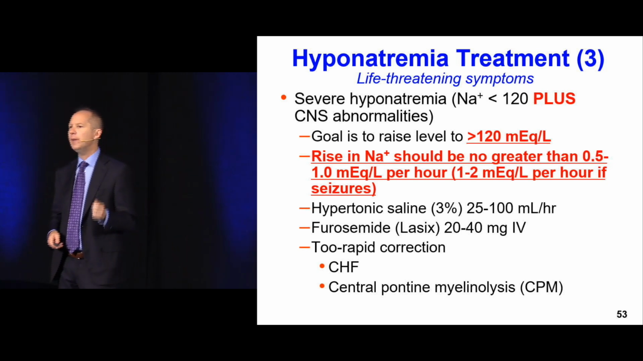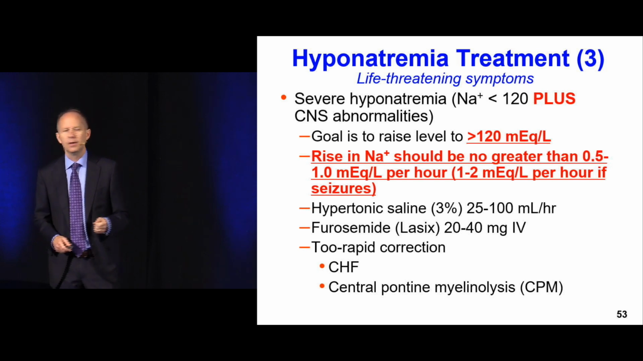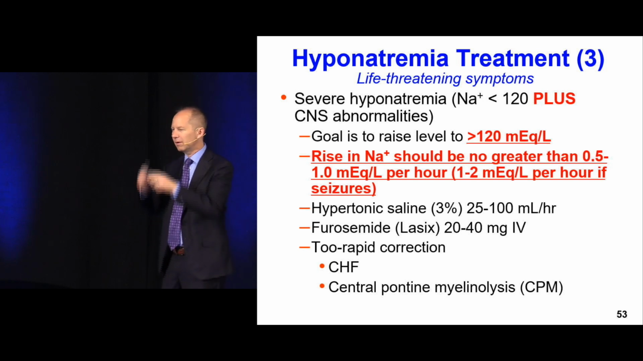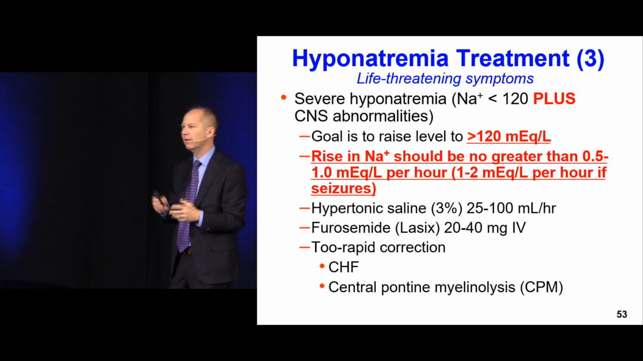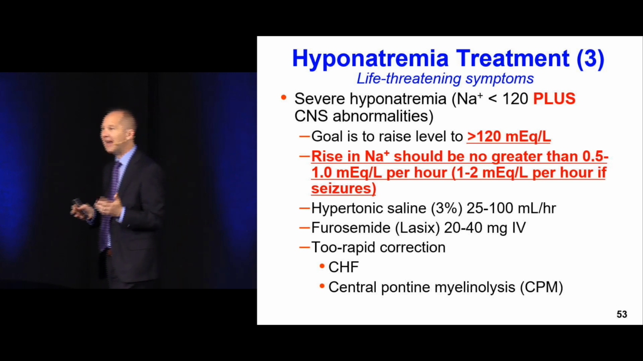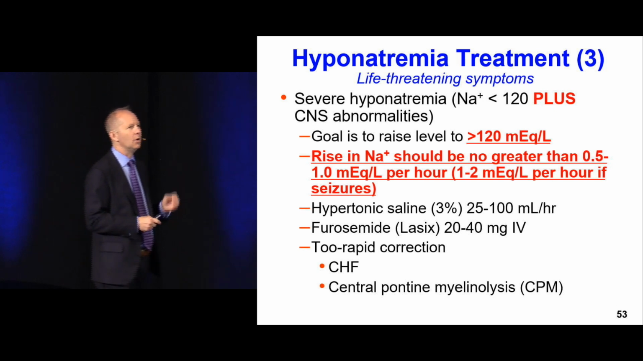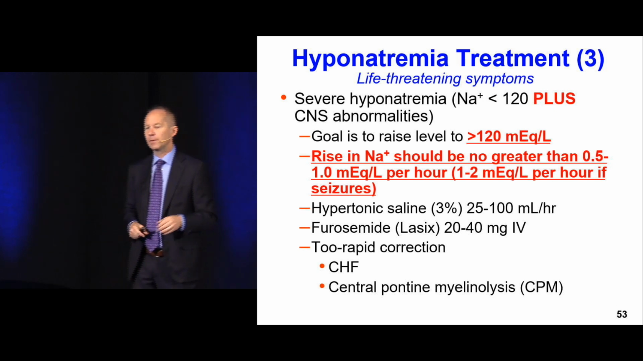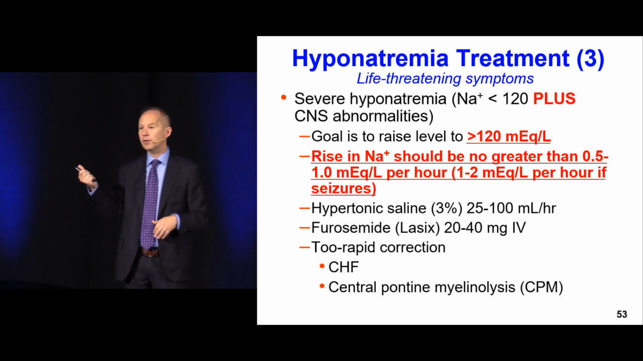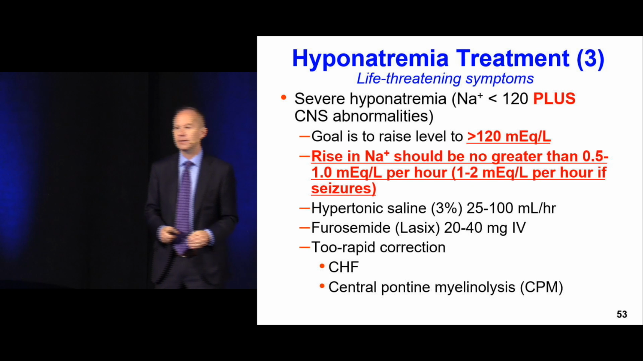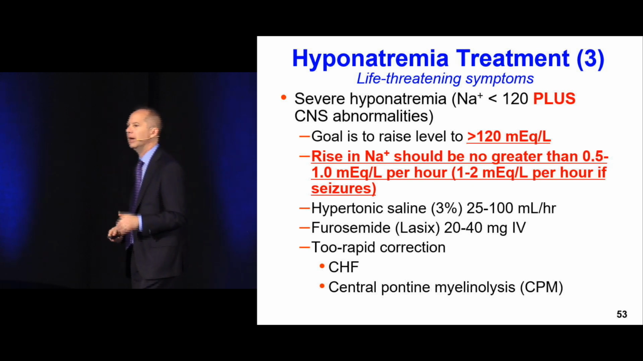If you correct hyponatremia too quickly, you get this thing called central pontine myelinolysis. Myelinolysis, you're lysing the axons, or the myelin of your neurons in the central pons. That is not good. That's a bad thing to have happen to you. So you always correct hyponatremia slowly. Remember, with hypernatremia, you fix it too fast, you get cerebral edema. Hyponatremia too fast, you get central pontine myelinolysis.